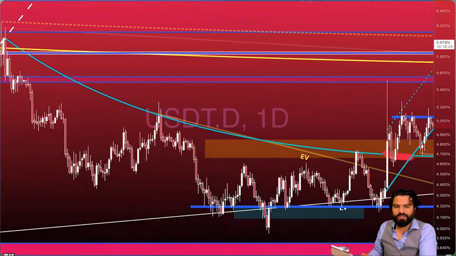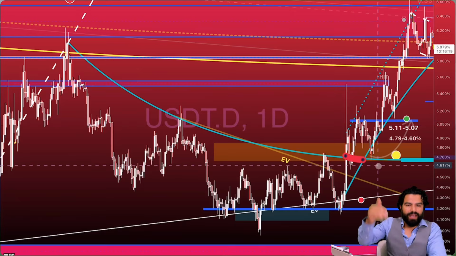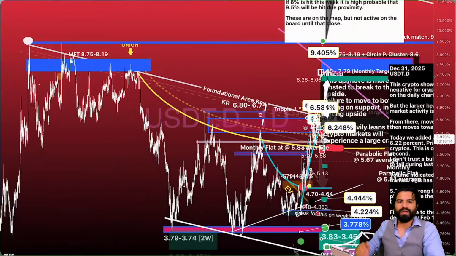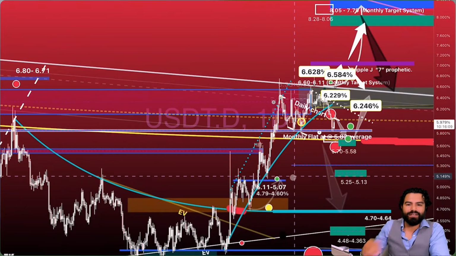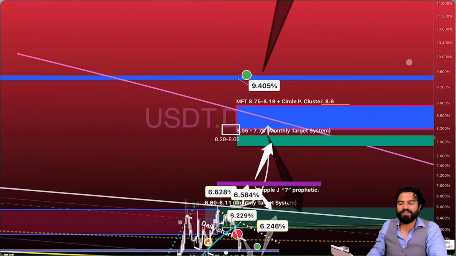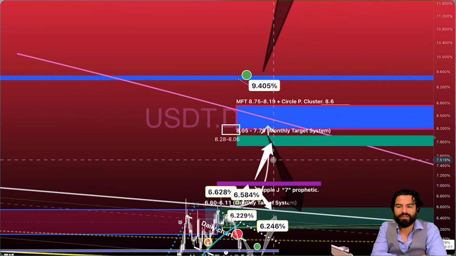There was a smaller version of this. That's when we did that, and we bounced and we shot up. Now I'm looking at the larger big bounce. Do you understand? We're doing a smaller version of that which shot us up. I'm thinking this is going to go high. We're going to hit the 9s, and that's going to be a very big crypto crash.